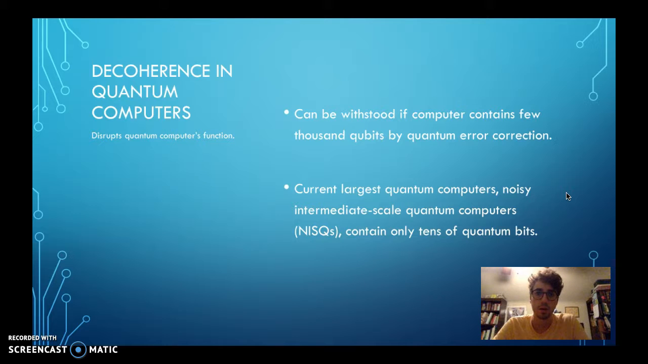But this is only able to happen if the quantum computer contains thousands of qubits inside for its calculations. This becomes a problem though, because the current largest quantum computers, which are named noisy intermediate scale quantum computers, we'll abbreviate that with NISQs, contain only tens of quantum bits. So that's a long way off from the thousands needed to use this quantum error correction.